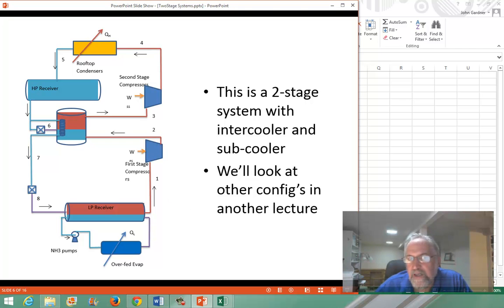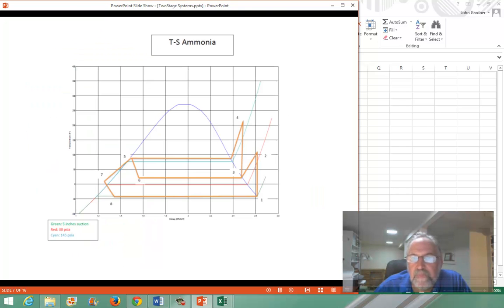We will, in future lectures, probably a couple weeks down the road, look at the other configurations. And the homework 3, which is a few weeks off, will be comparing and contrasting the other configurations.